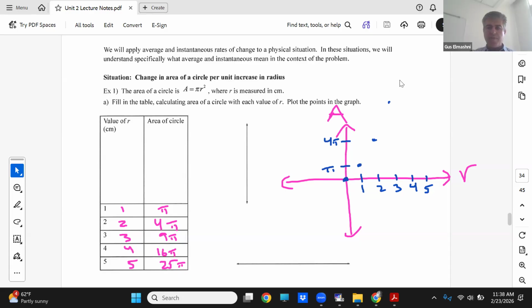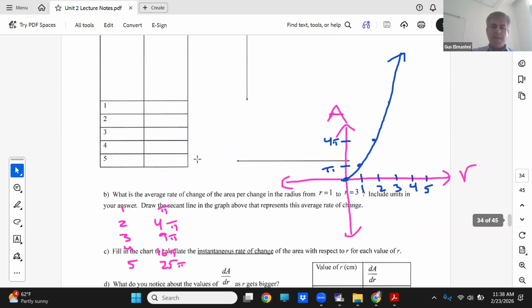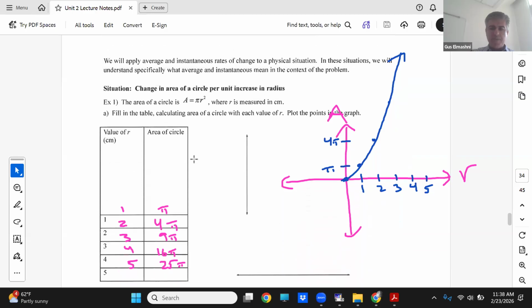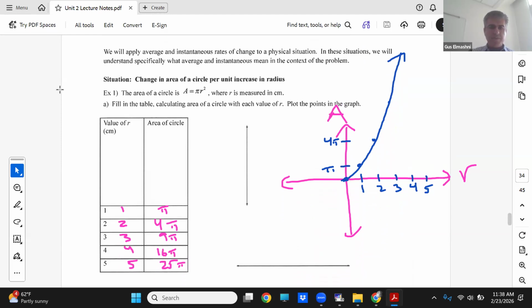So what kind of shape do you expect here? Yeah, it'd be parabolic, right? Ultimately parabolic. And of course, we're not going to look at negative R values because that's weird. We wouldn't do that. Now, if I want to find the average rate of change from 1 to 3, you're really just finding this, right?